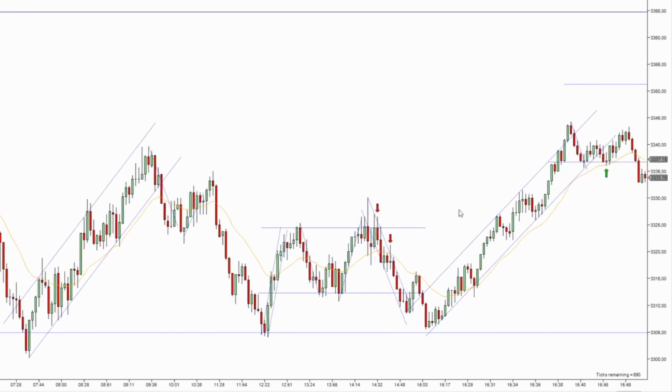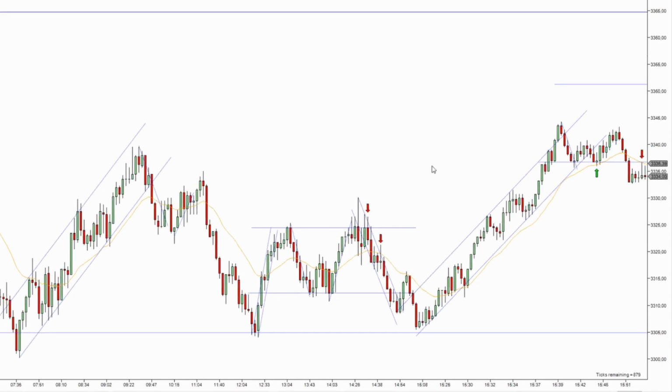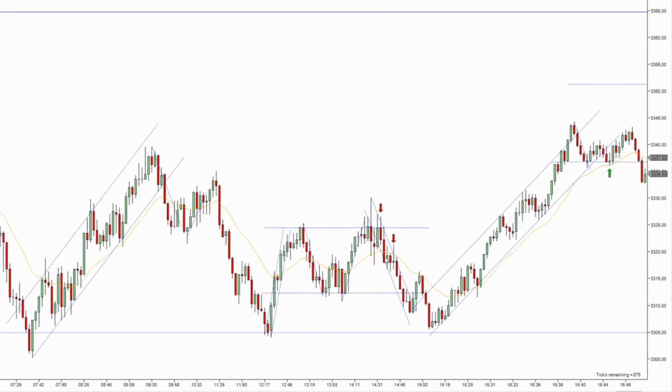In that case, you're probably not watching my videos because your success rate is 90%. But nevertheless, this was a failed second entry long according to rules. There's a breakout pullback short, but you're going short at this support, so that's a no-no.